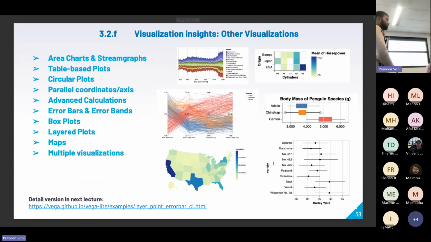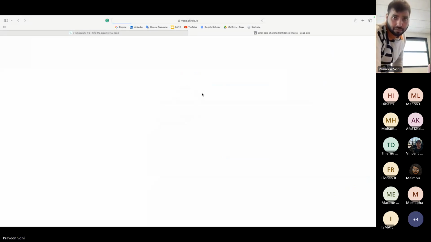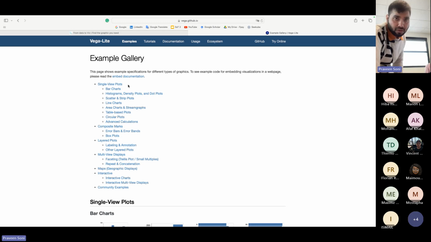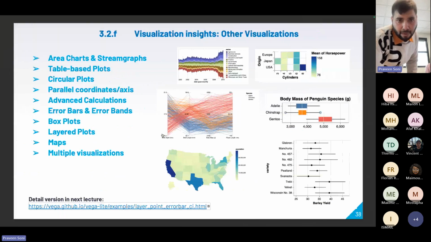So these are the other types of visualization you can see: area chart, stream graph, table-based plot, circular plots, parallel coordinates, advanced calculation, error band, box plot, layered plot, maps. You can see here the link I have given. I follow this a lot, Vega-Lite. When you click on the examples, you can see all of them. You can click any one of them, like bar chart, and see the examples. So you can follow it to know more.